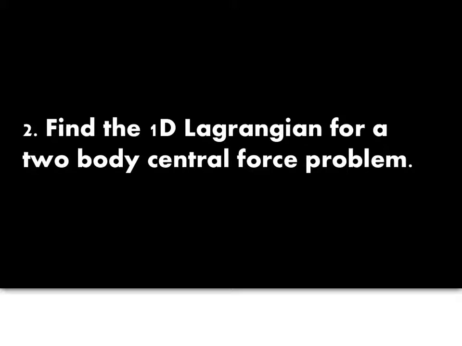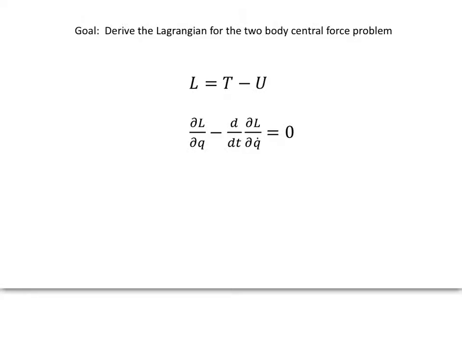Our second learning goal is to find the 1D Lagrangian for a two-body central force problem. By now, you should have a firm foundation in Lagrangian mechanics. We've talked about how to use the Lagrangian and the Euler-Lagrange equation to find the equations of motion for simple systems, such as projectiles, or complicated systems like particles moving on a cone or two masses connected by three springs.